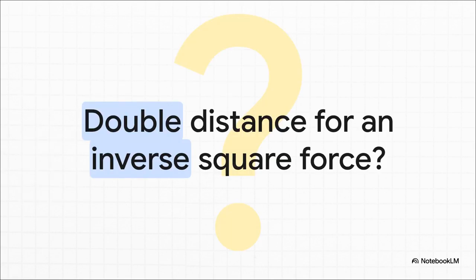As we close out this explainer, I want to leave you with a bit of a conceptual challenge. It's a real-world physics application of the inverse variation we just learned. According to Newton's law of gravitation, if the force varies inversely as the square of the distance, what happens to that force if you double the distance between two objects? Think about how that word squared affects our inverse math.